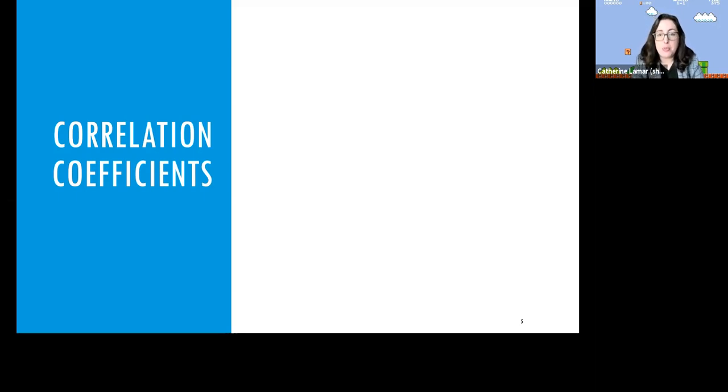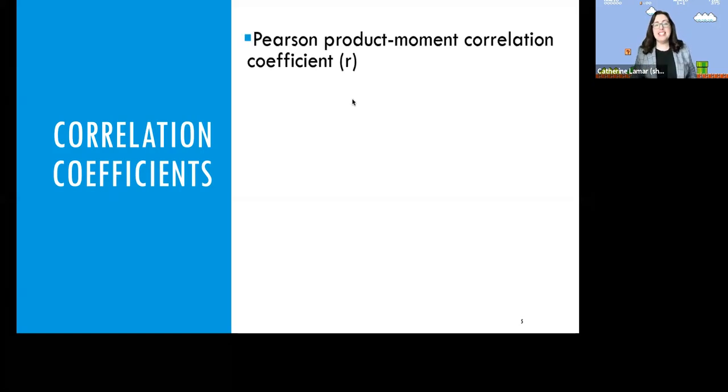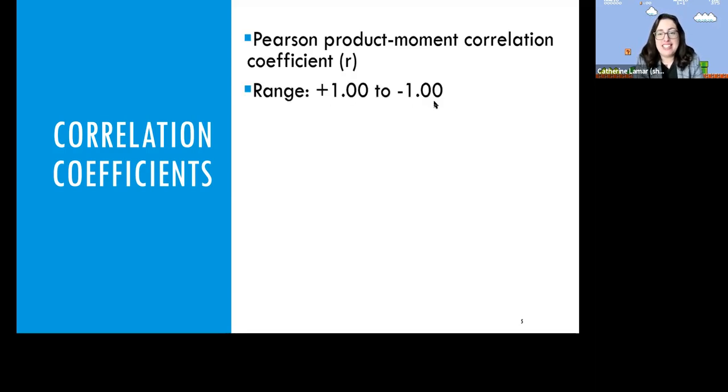Now, one of the most well-known and frequently used correlation coefficients is the Pearson product moment correlation coefficient, which is represented through the lowercase r. That's a mouthful, so I usually just call this Pearson's r, and that's what you'll see a lot of the time as well. Pearson's r ranges from +1 to -1. Typically you'll see values that are smaller than +1 or larger than -1. But if you ever see a +1 or a -1, that indicates a perfect correlation.